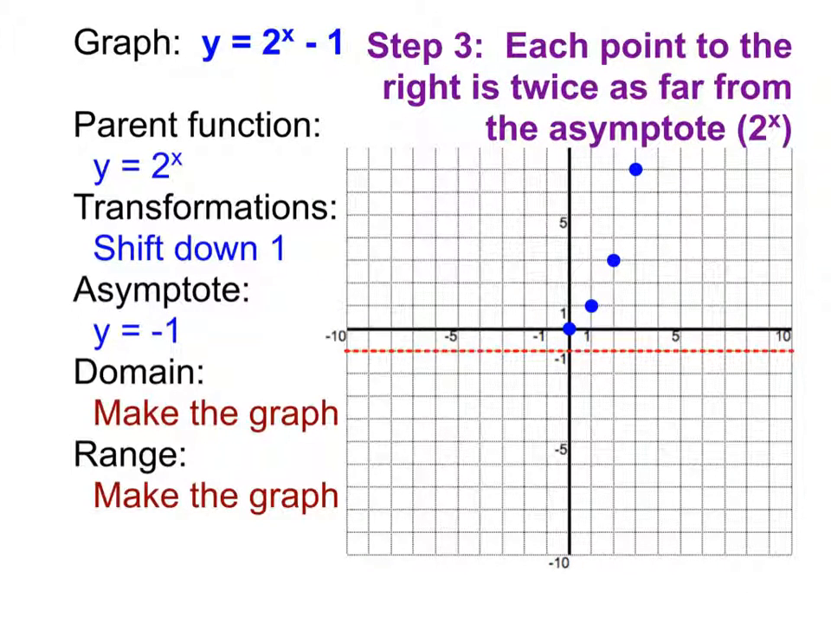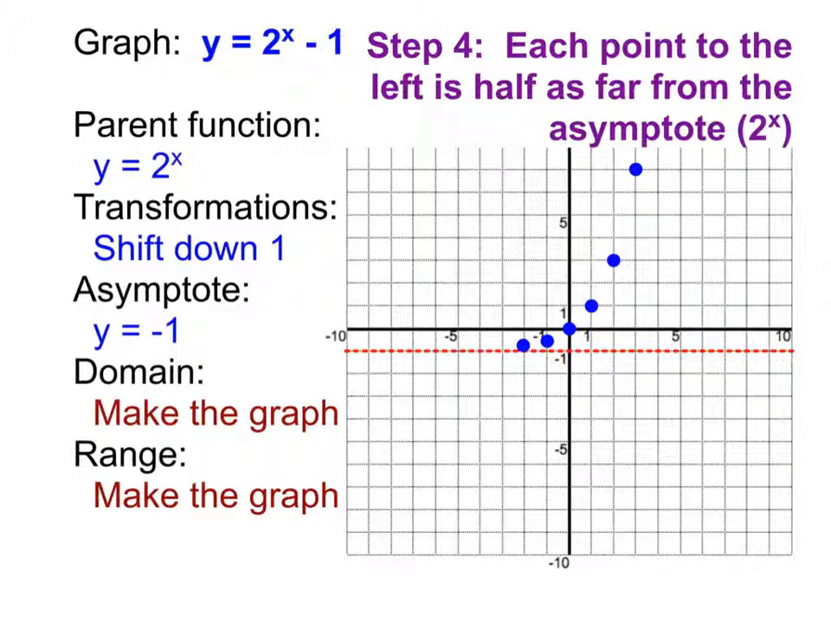What happens as I go to the left? Down. We divide them by 2. We cut them in half. Yep. And again, what we're cutting in half is the distance to the asymptote. It's that height above the asymptote.